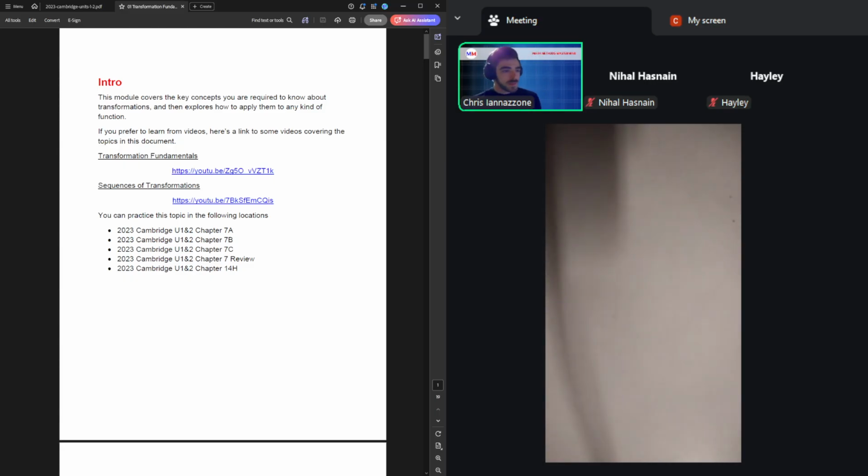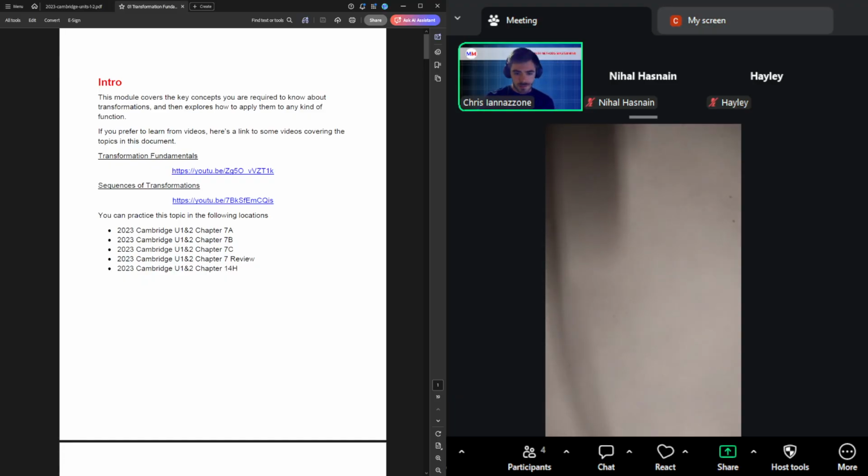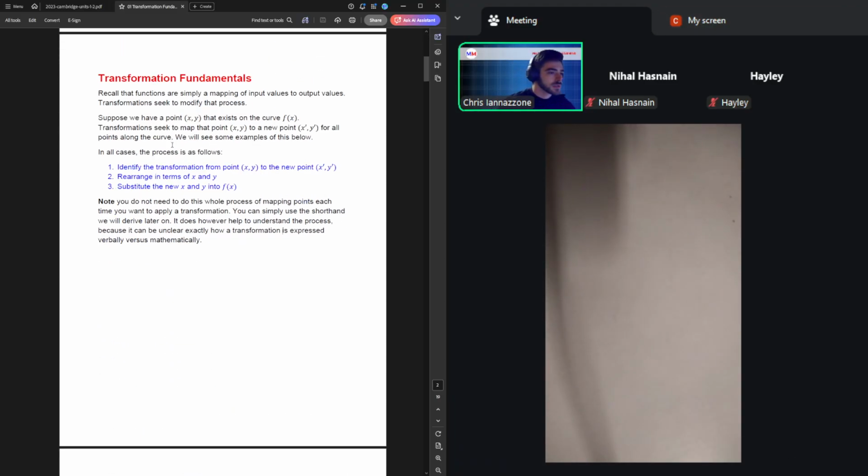Either is fine. Today's class we're going to be looking at transformations from the ground up. It's around this time when Unit 1 and 2 is starting to look at transformations, so we're basically going to just revise and cover all the fundamentals for it. So to the screen share.